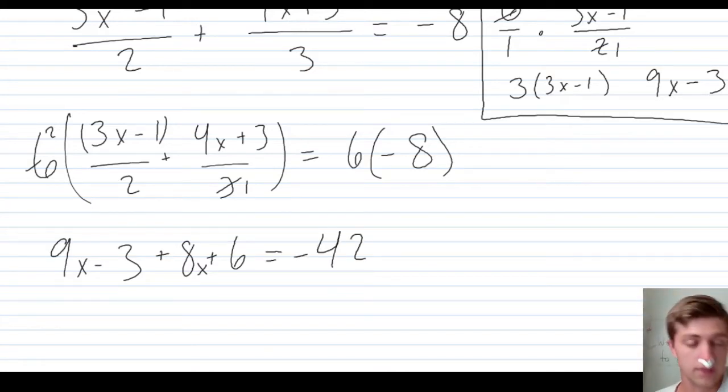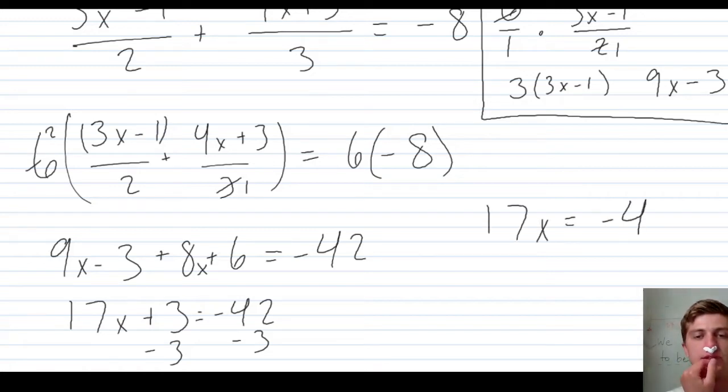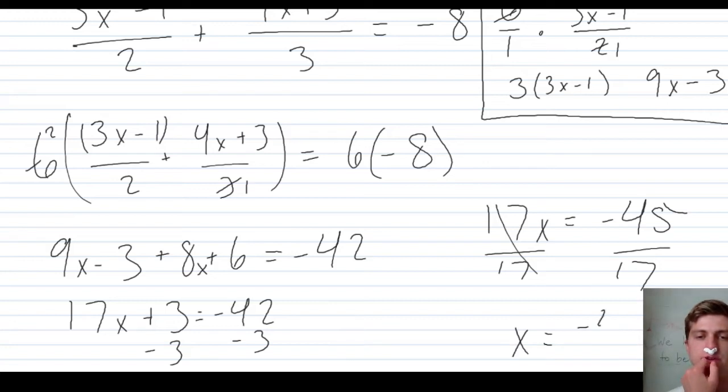All right, on the left we want to combine like terms. 9x's plus 8x's gives us 17x's. Negative 3 plus 6 gives us 3 equals negative 48. How do we undo? We subtract 3 from both sides. We're left with 17x equals negative 51. And then divide both sides by 17. x equals negative 51 over 17 because 17 and 51 have no factors in common.